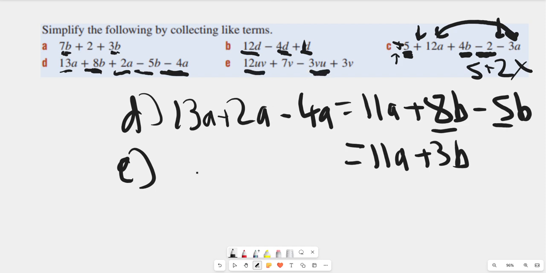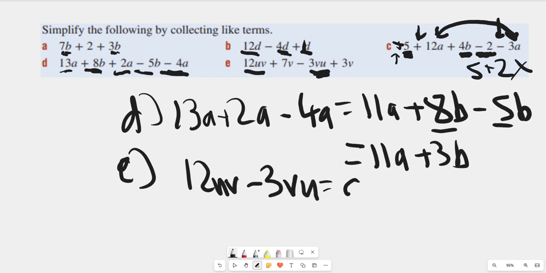Very important. Remember the rule here. The uv is the same as vu. So vu equals uv. Because this can just flip, right? It still equals the same. Okay, this is a rule you want to remember. So these are like terms. So 12uv minus 3vu equals 9uv. It doesn't matter if you write 9vu or 9uv. It doesn't matter the order, as I've been saying.